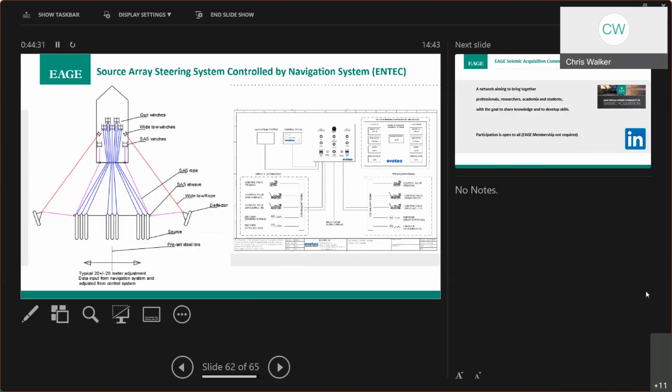So there's a system developed by Evotech, which provides the same kind of capabilities, but you have a source steering control system to improve 4D positioning stability. Next slide, please.